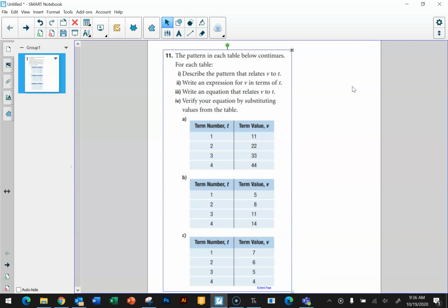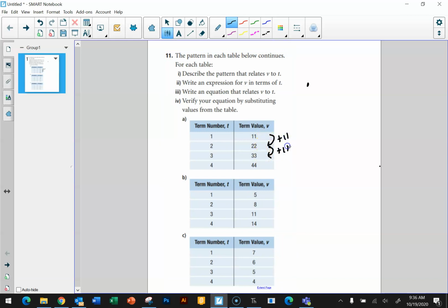So when it says, let's do 11 here, when it says describe the pattern that relates V to T, this is always how I start these, all right? So what I do is I check what's happening right here. Okay, because there's always going to be a pattern if it's a linear relationship. So you can see we start at 11, we get to 22, 33. So that's plus 11 each time. So I've established a pattern. And you also have to establish a pattern on the other side. So that's plus 1, and so on.